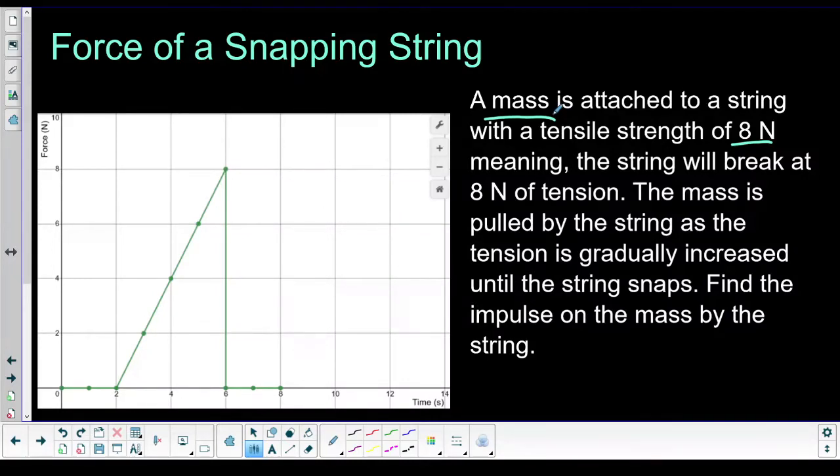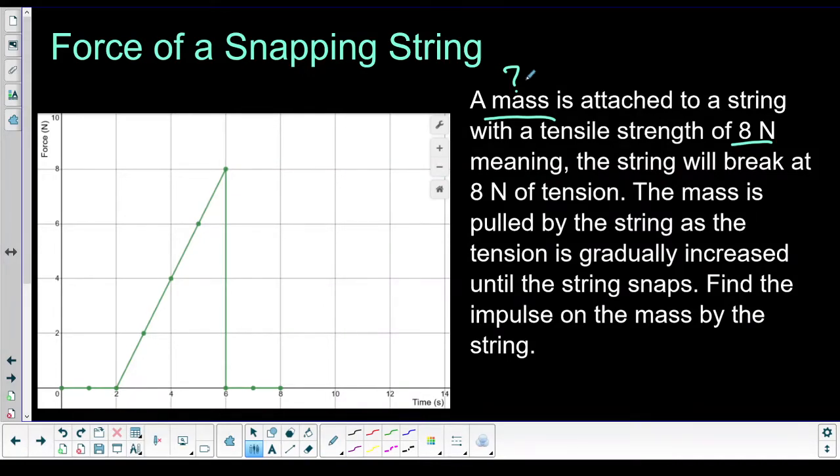So we've got a mass attached to a string that's going to break at 8 newtons. And then we got to find the impulse. So we cannot use the mass velocity approach here. We have no information about mass. We don't know, is the object at rest initially? Is it moving initially? We have no idea. All we know is that the string is pulling on it until it breaks.